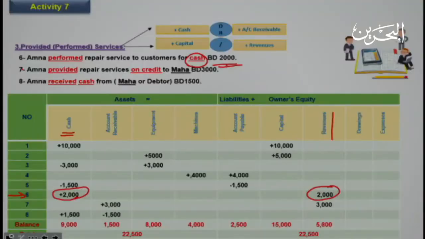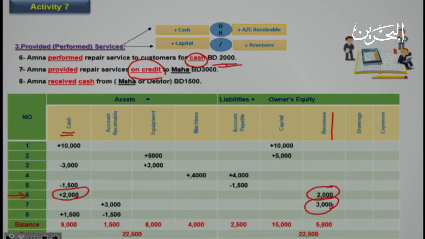Amna provided repair service on credit to Maha by 3,000. If I provide a service directly, I will gain a revenue. So coming to the owner's equity section, under revenue, I gain a profit of 3,000.